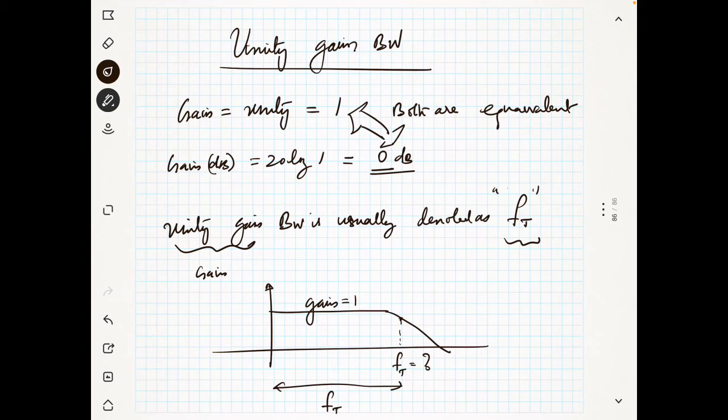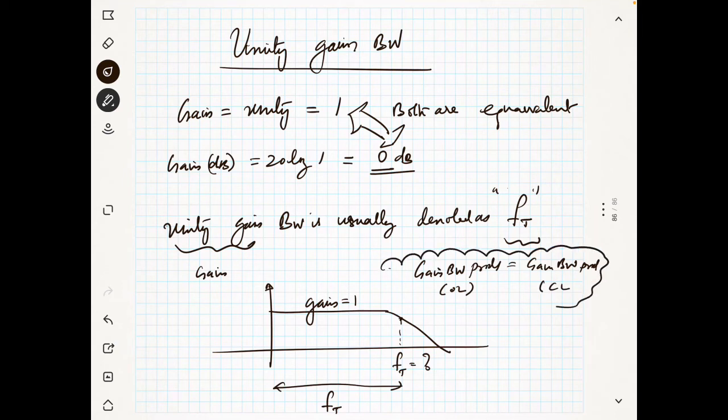Now we will see, but I told you that the product of gain and bandwidth in open loop will be equal to the gain bandwidth product in closed loop. Okay, so this is an important notion. It will be useful for solving the problems.